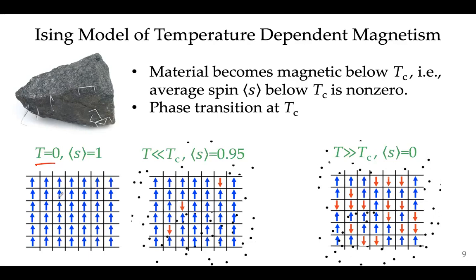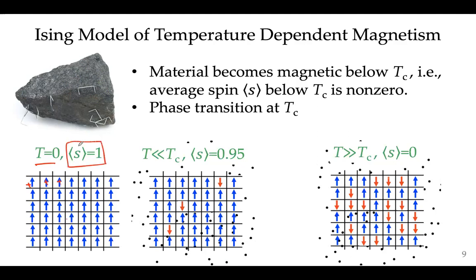So in that case, the only player is the energy. And what does the energy want? It wants all the spins in the same direction, either all up or all down. So in this case, I just draw the case where all the spins are up. And you calculate the average. So +1, +1, +1. If you calculate the average, it is 1. So spin average is 1.